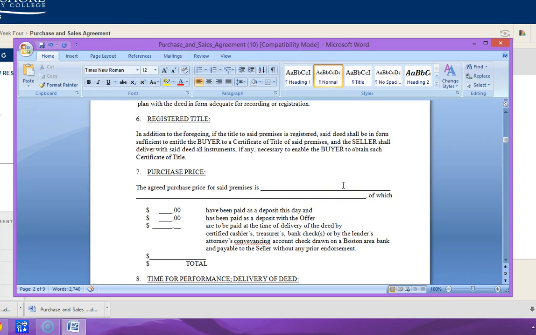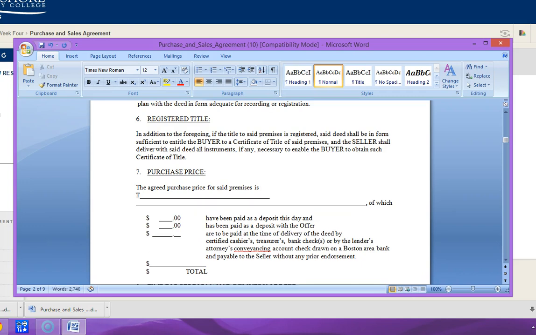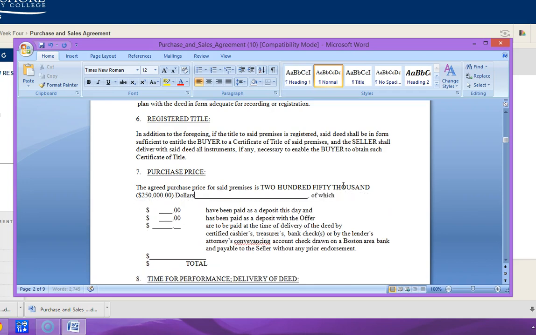And then here you insert your purchase price. For purpose of your outside project, you're making up your purchase price. So you just type it in the form of words, 250,000 dollars. Okay, so now you got your purchase price in.